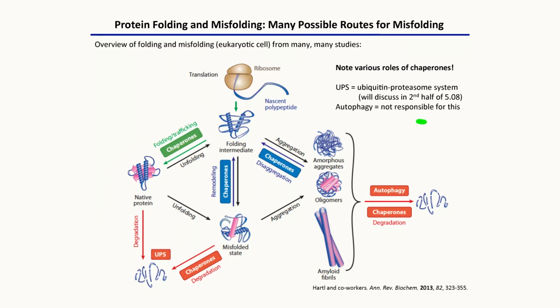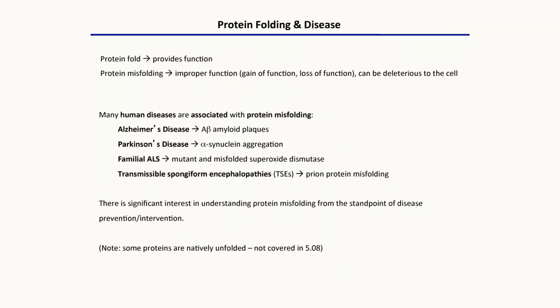So there's inherent complexity here, and many players, and relationships between protein misfolding and disease, just to be aware of, right? We typically think about the protein fold providing function, and protein misfolding can result in improper function. And there's many different types of improper function. It could be loss of function, it could be gain of function, it could be formation of some sort of aggregate that's deleterious to the cell for one reason or another.